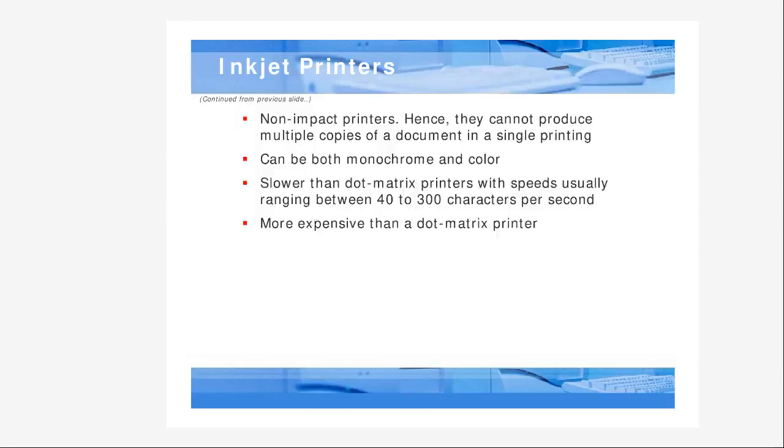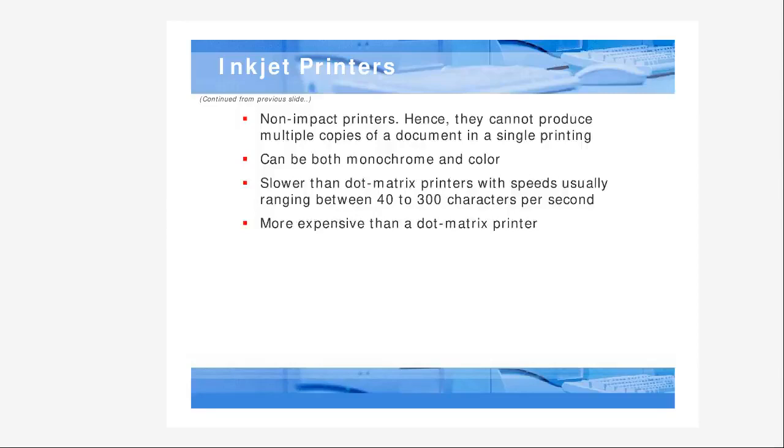It can be both monochrome and color. Inkjet printer, monochrome means black and white, and we can also use it as a color printer. It comes as both a color printer and a monochrome printer. You can use it for both.